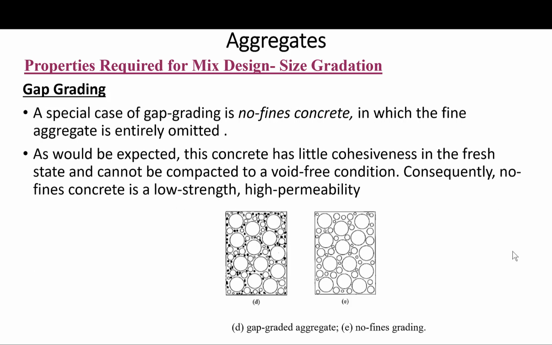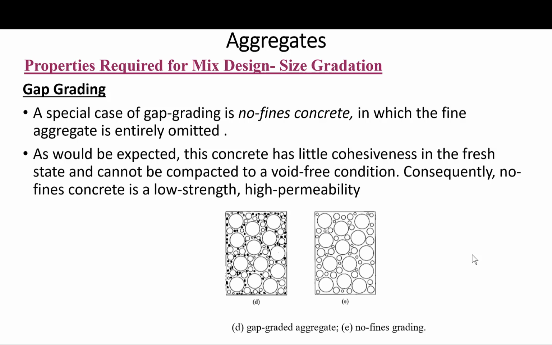Okay, so a special case of the gap grading is the no fines concrete, in which the fine aggregate is entirely omitted, as you can see in this figure here. So, as would be expected, this concrete has little cohesiveness in the fresh state and cannot be compacted to avoid free condition for obvious reasons.